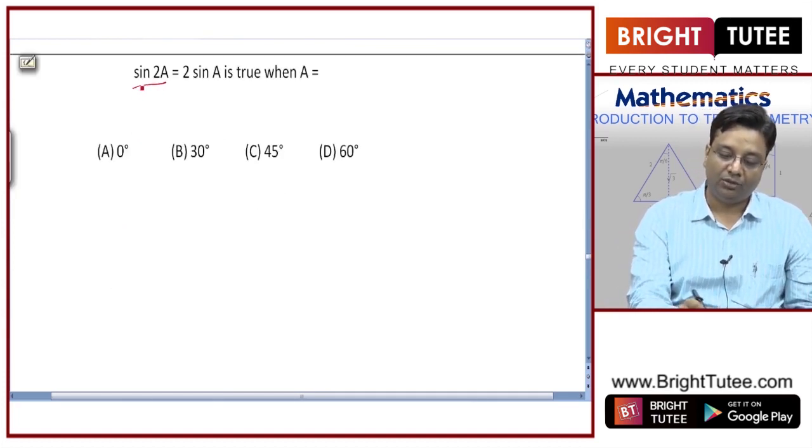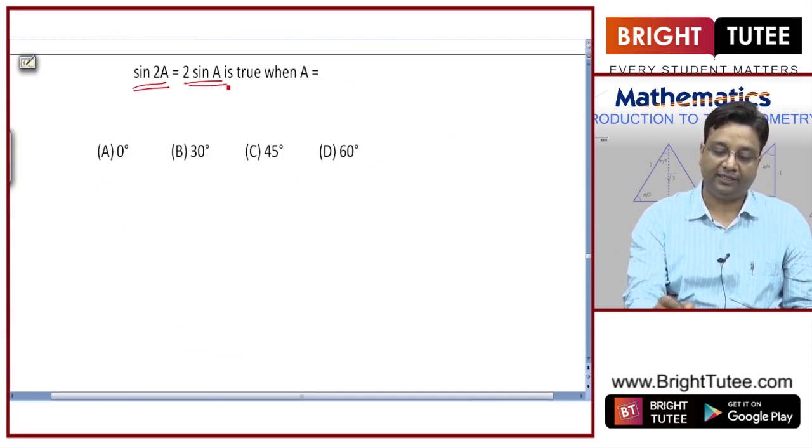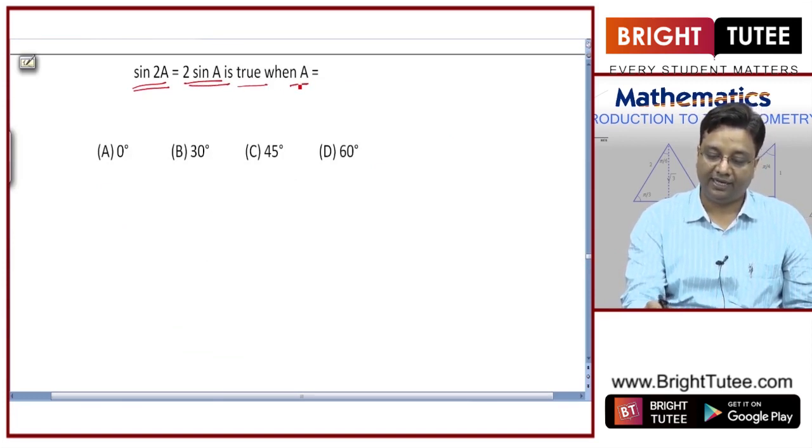Okay, sin 2a is equal to 2 sin a when a is equal to... Let's look at this first choice here. If I put a equal to 0, 2a will also be 0, sin 0 is 0, so left hand side is 0. 2 sin a, 2 into 0 is also 0, so left hand side is equal to right hand side. Hence, this is the correct option, right?